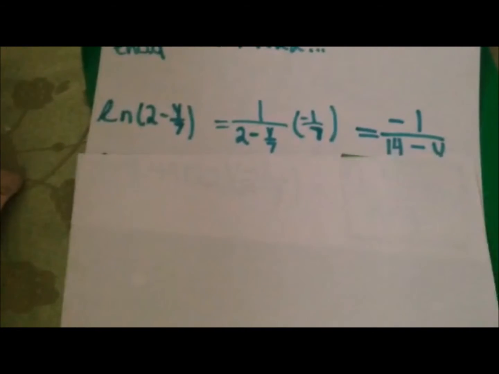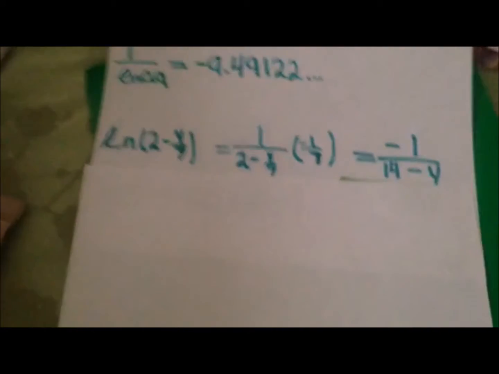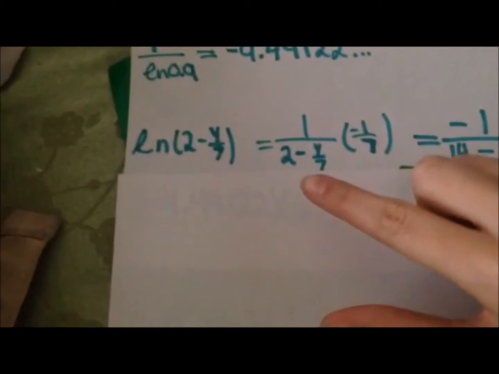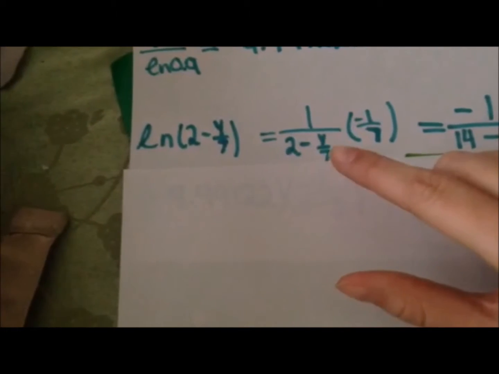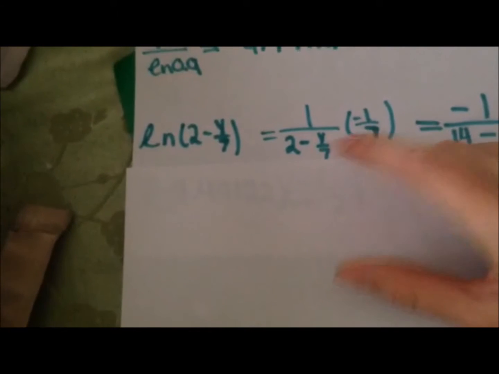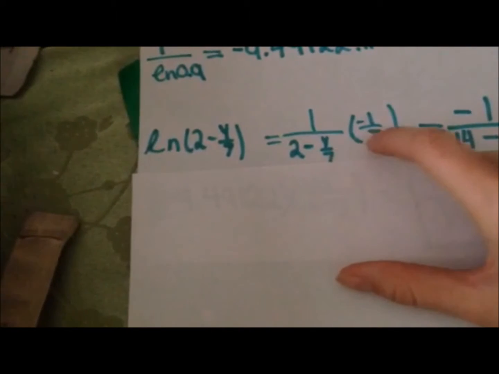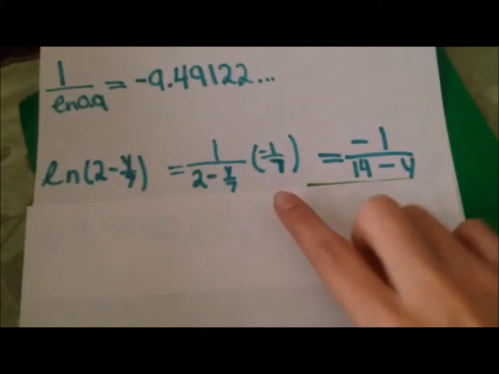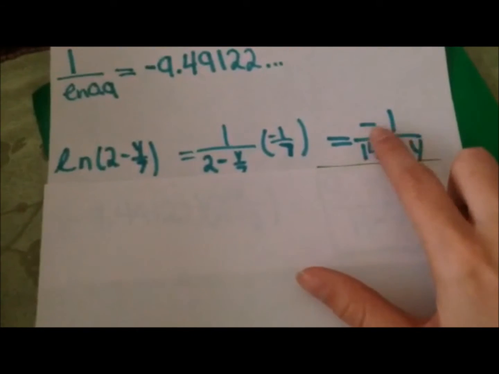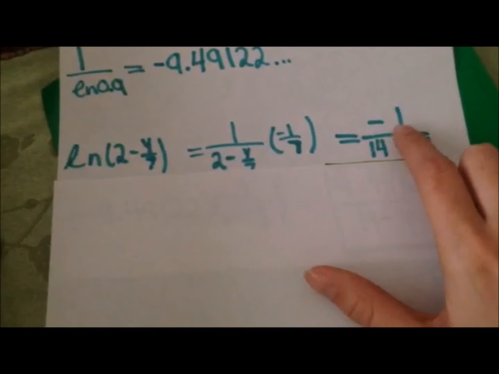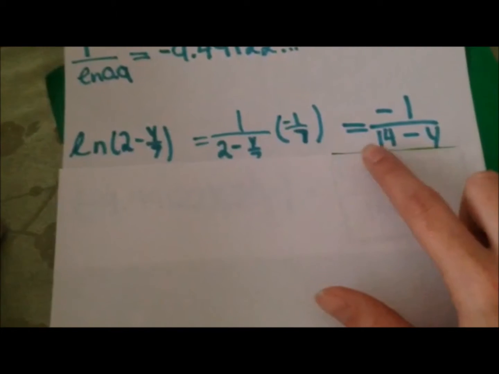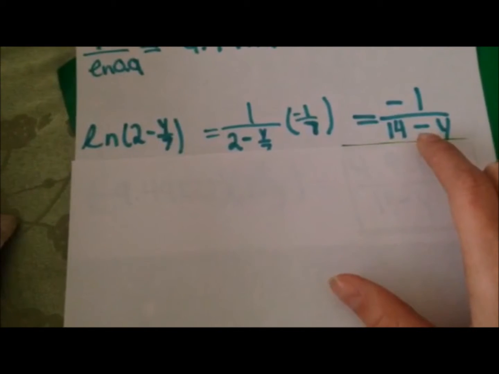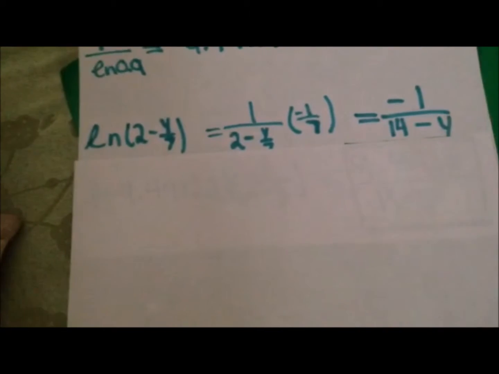So what we did here is the first portion, ln of 2 minus y over 7, is equal to 1 over 2 minus y over 7. Then, using the chain rule, you have to multiply the whole equation by negative 1 over 7. After you solve all this out, negative 1 times 1 is obviously negative 1, but then you have 2 times 7, which gives you 14, and then you have y over 7 times 7, which just gives you y.